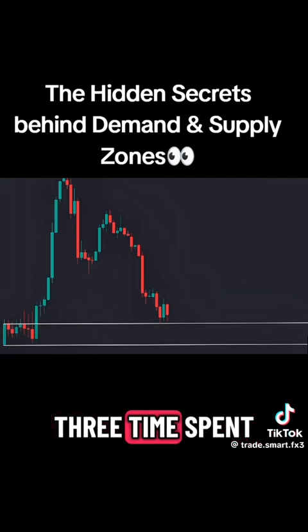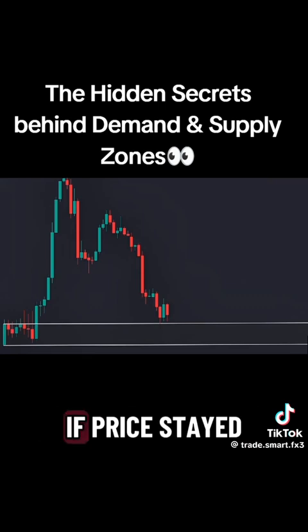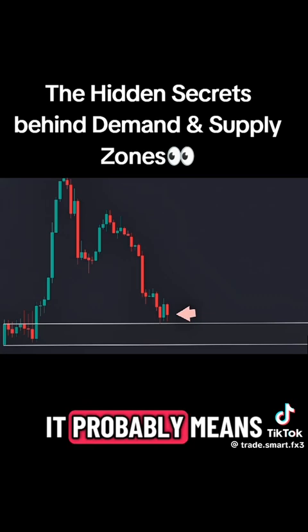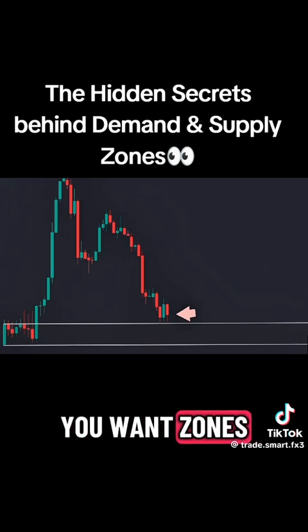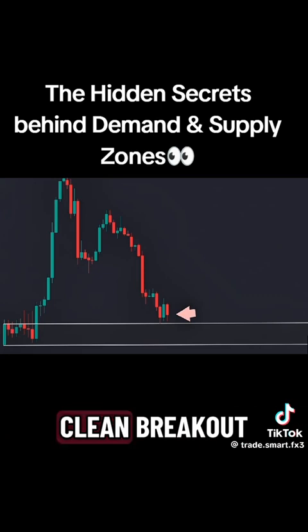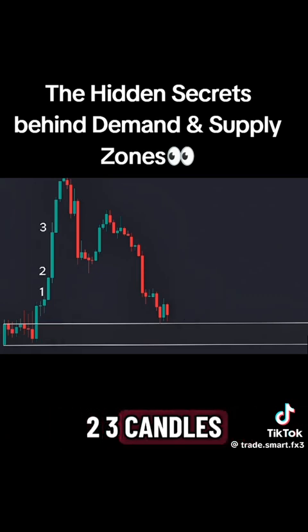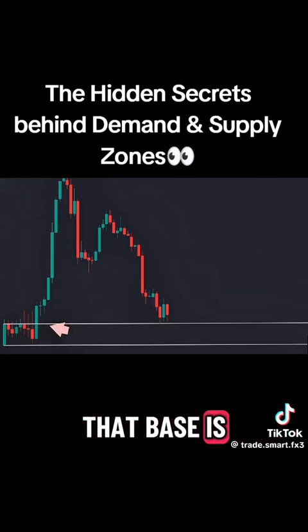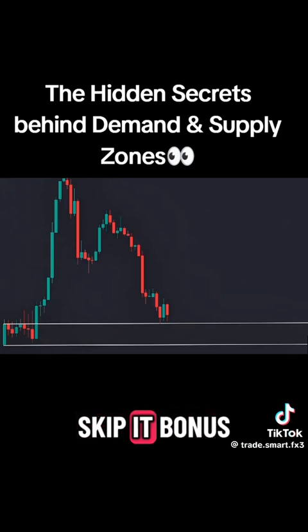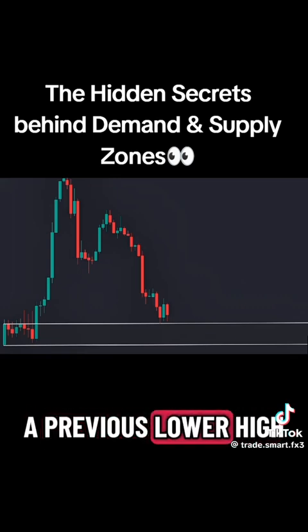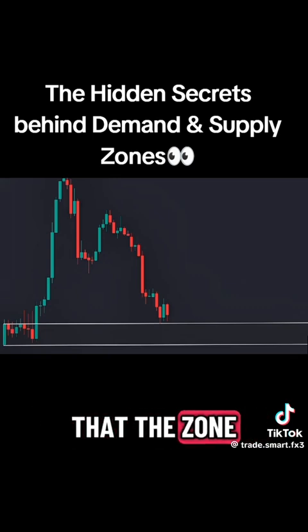3. Time spent at the zone. If price stayed too long in the zone, lots of candles, lots of back and forth, it probably means indecision. You want zones where price stayed briefly, then made a clean breakout. 4. Clear base. The zone should have a clean base of 1 to 3 candles before the breakout. That base is where orders were accumulating. If the base is messy or too large, skip it. Bonus tip: always mark zones that lead to breaks of structure. If price rallies from a demand zone and breaks a previous lower high, it adds confidence that the zone was legit.